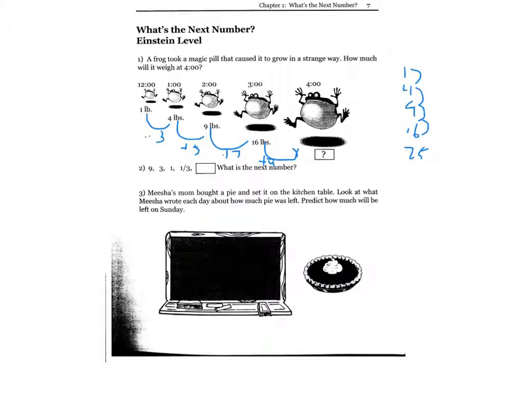But it's also the squares. So 1 squared, 2 squared, 3 squared, 4 squared, 5 squared equals 25. So that's our next number.